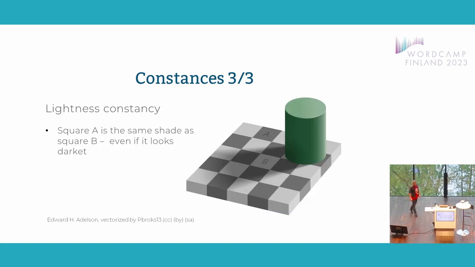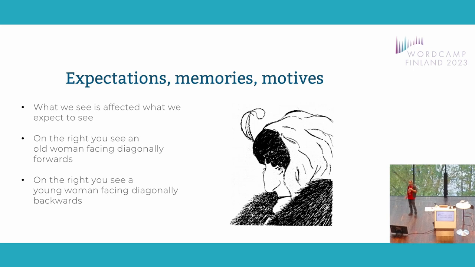And also lightness constancy. This is similar to color constancy, because in the image we have a shadow, and we expect the shadow to be darker. I don't know if you can see, but the A and B squares are actually the same color values in the image, but our brain tells us that they are different colors because of the shadows, how it's positioned, and because it's a chessboard. But actually the RGB value is the same.